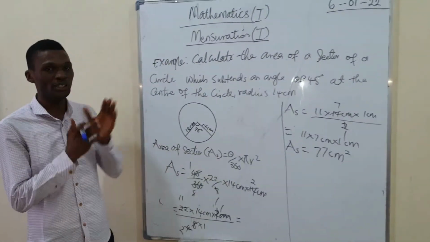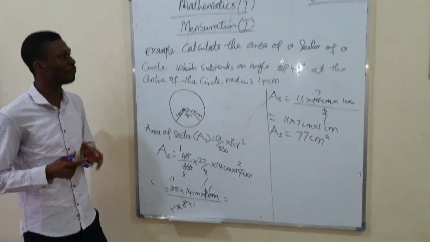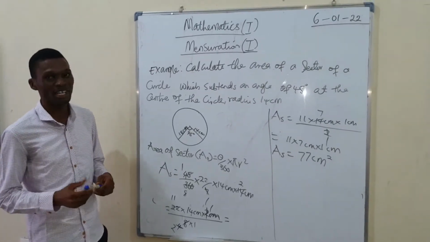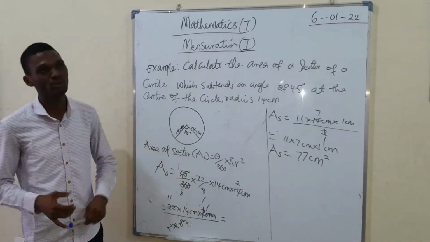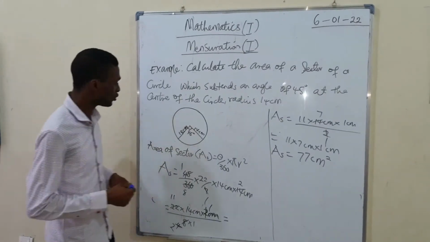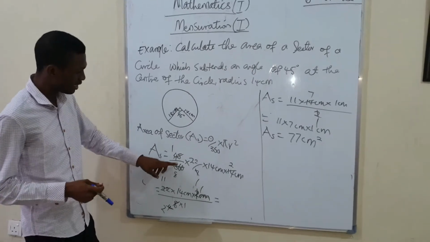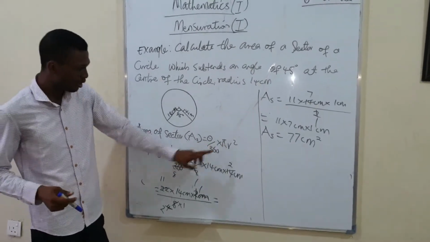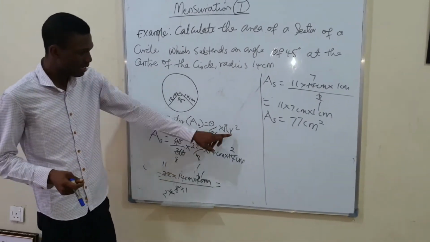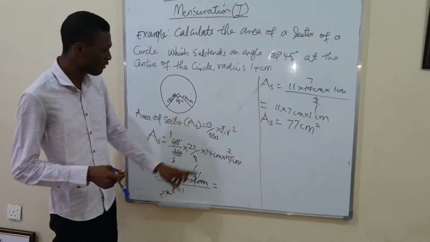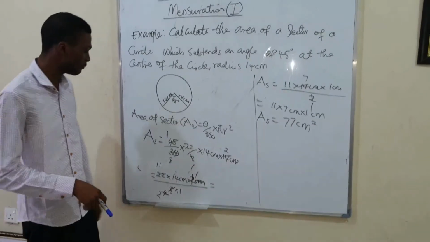Whether it is given in the question or not, take note that the value of pi is given as 22 over 7. In some other cases, you can be given other values for pi like 3.142, 3.14, and so on and so forth. Now, our theta is 45, all over 360 times our pi, 22 over 7, times r squared, meaning r times r. Our radius is 14 cm, so we have 14 cm times 14 cm.